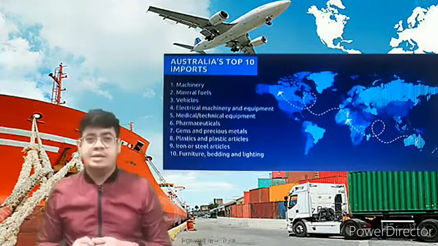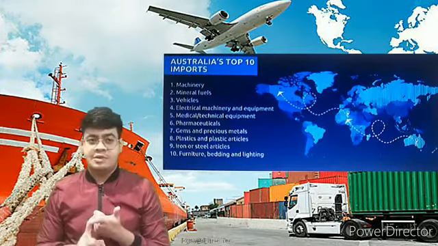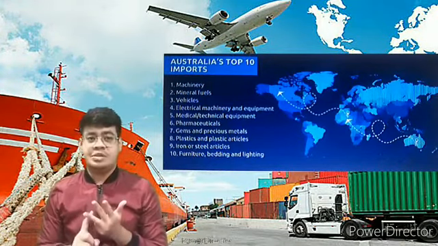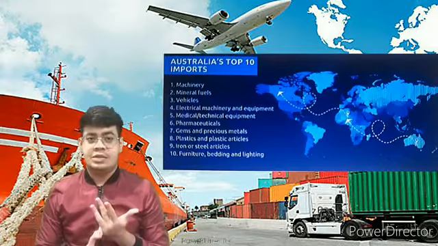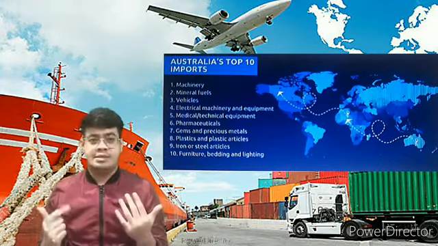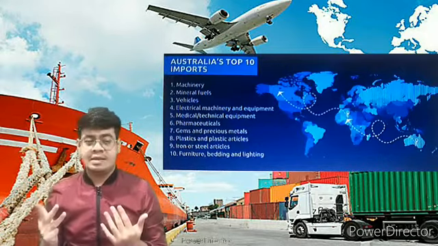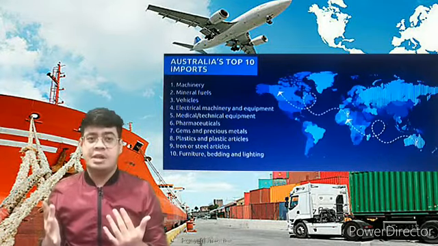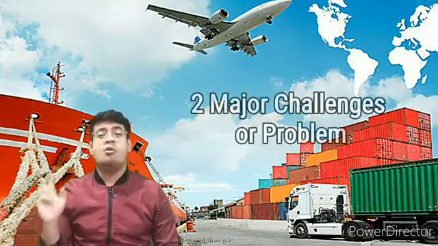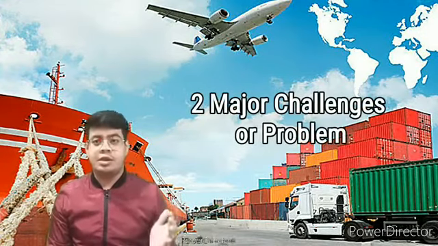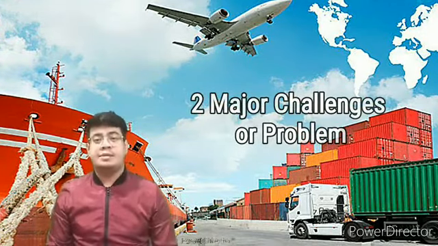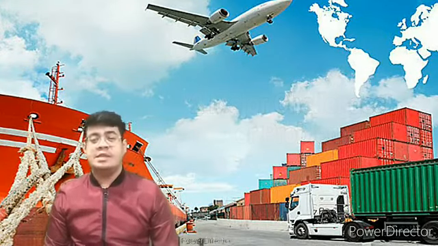the first one is machinery, mineral fuels, vehicles, electrical machinery and equipment, medical technical equipment, pharmaceuticals, gems and precious metals, plastic and plastic articles, iron or steel articles, and the last one is furniture. Major issues, challenges or problems faced by Australia in exporting and importing activities in the country.